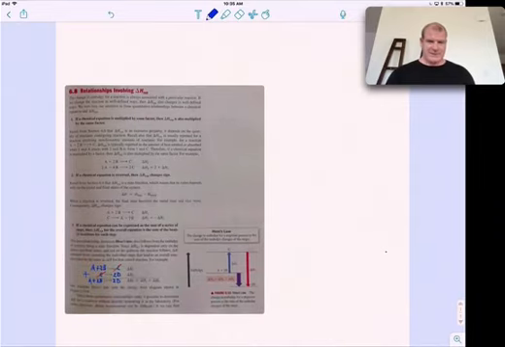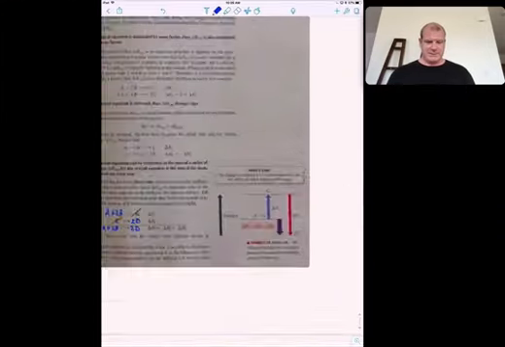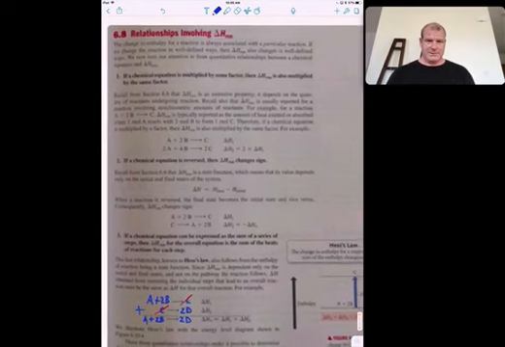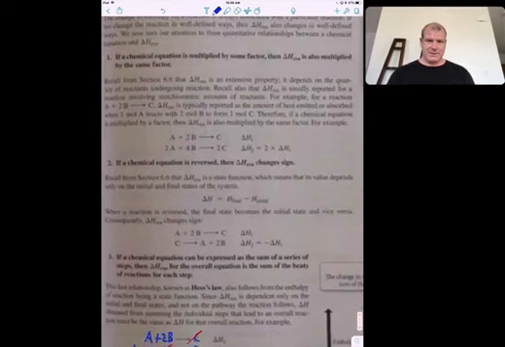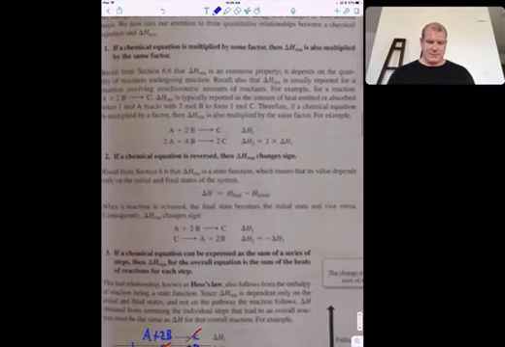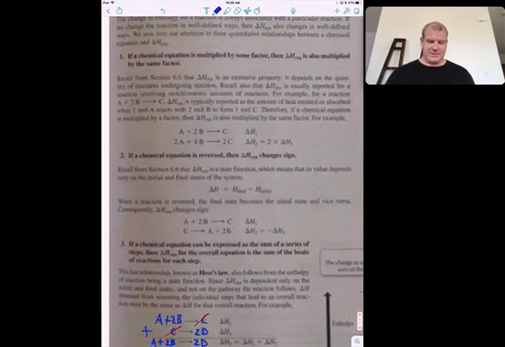So let's talk about relationships involving delta H here. I'll zoom in here. Might be easier to see it this way. If a chemical equation is multiplied by some factor, delta H is also multiplied by the same factor.